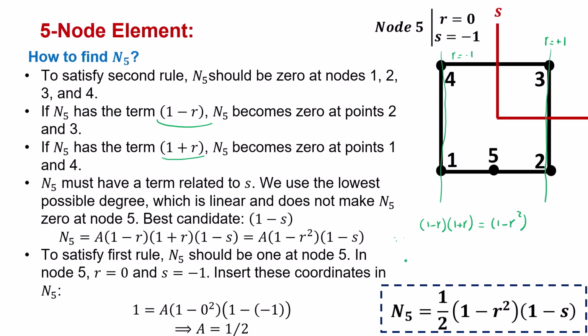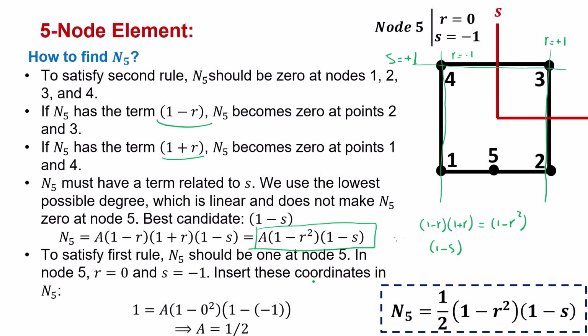Next, we need a term involving s. The lowest order choice is 1 minus s. That way, at the top edge, where s is equal to 1, the function becomes 0, which is exactly what we want. So a good candidate for n5 would be a times 1 minus r squared times 1 minus s.